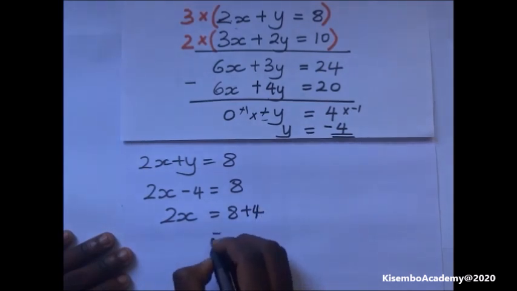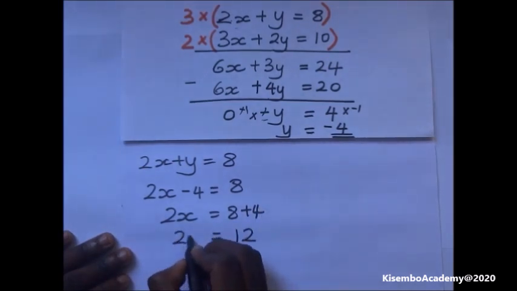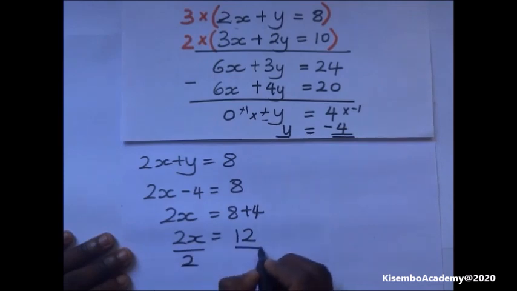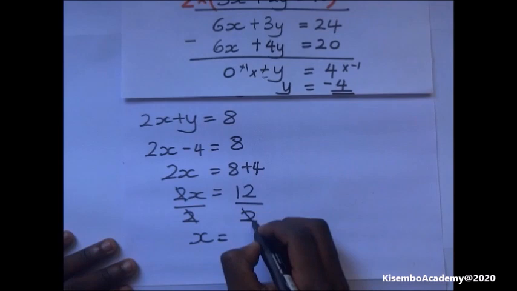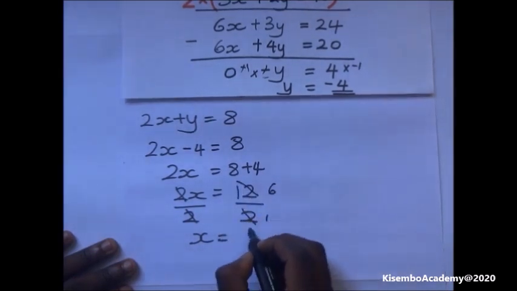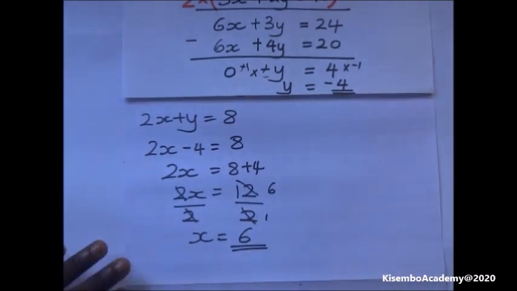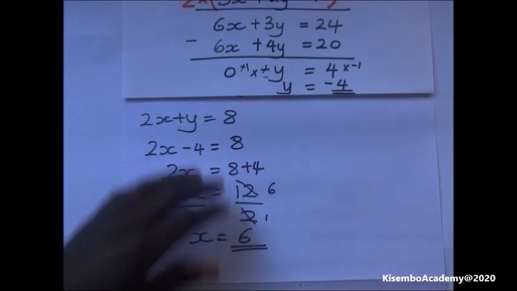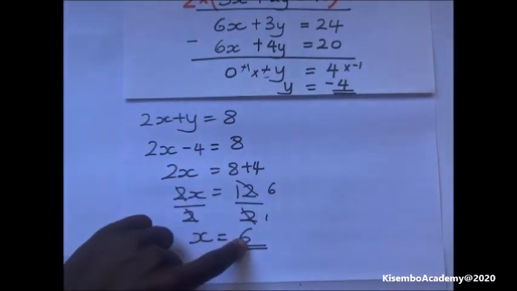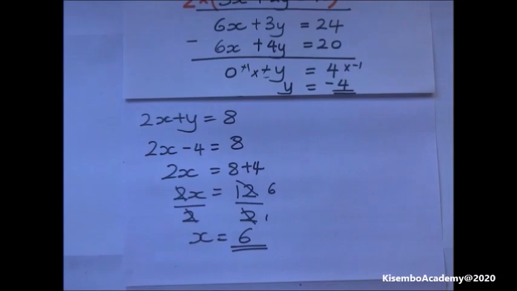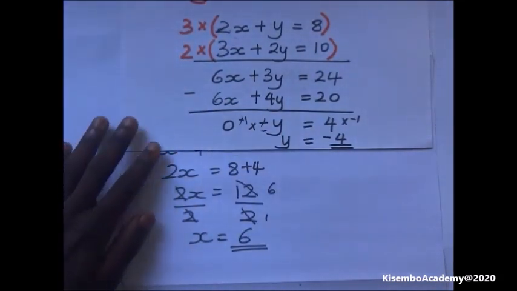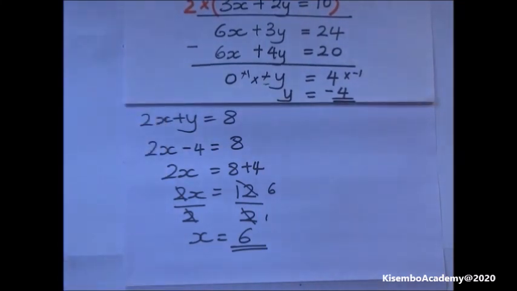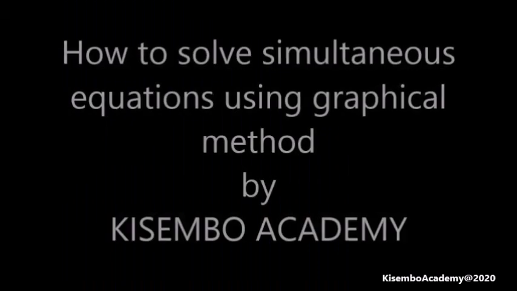And this shall give us 12. So 2x is going to be equal to 12. When you divide both sides by 2, we shall get our value of x as 12 over 2, which is 6. So that is how we solve. We are able to get our value of x as 6 and our value of y as negative 4. So that's how we solve simultaneous equations using the elimination method.